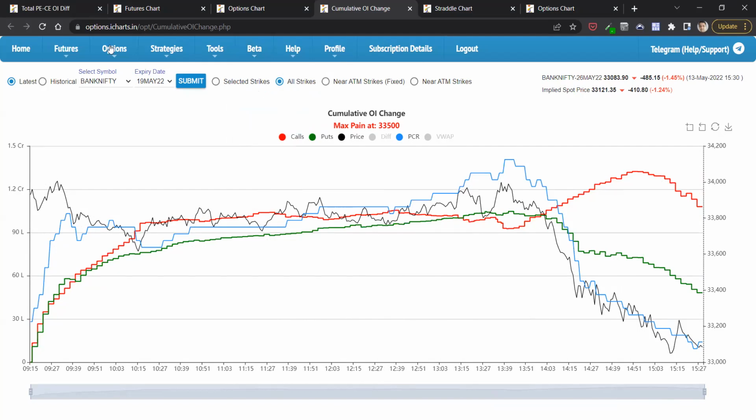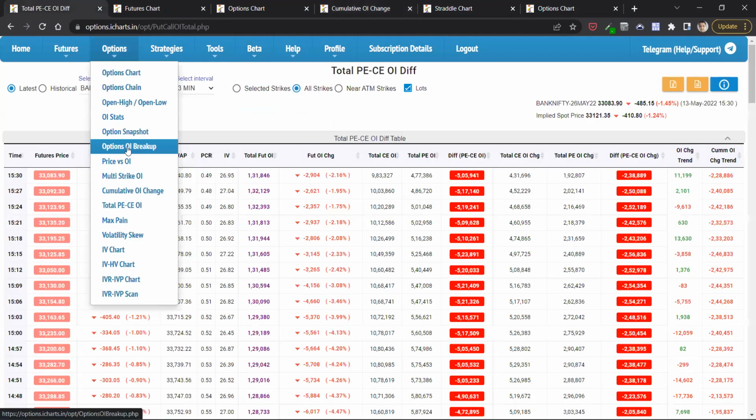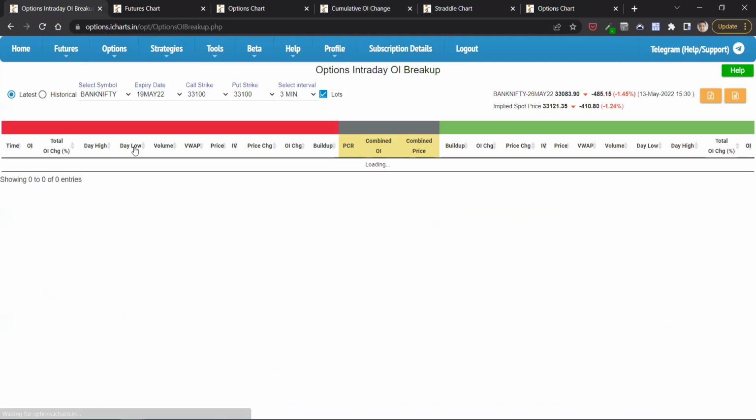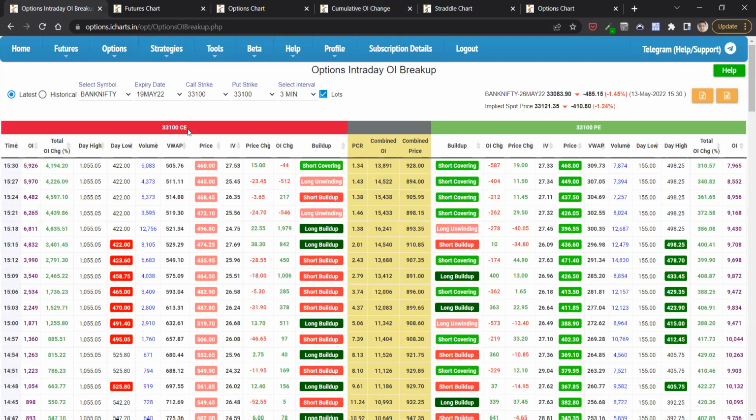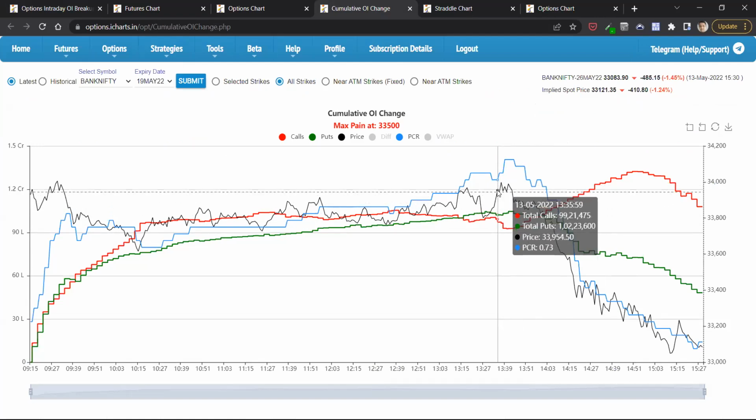Okay, we'll go to options OI breakup, which is another very key, very important tool here. This also will aid in analysis. Let us go to the same point when the market was topping around 34,000.